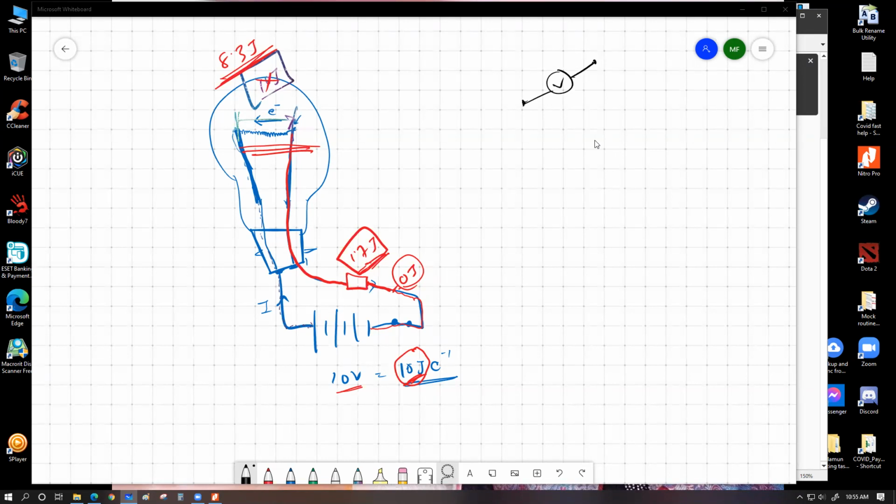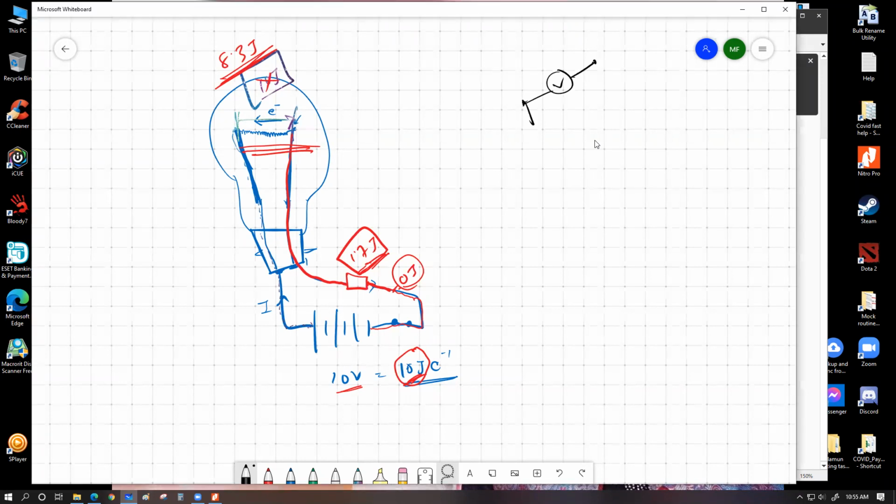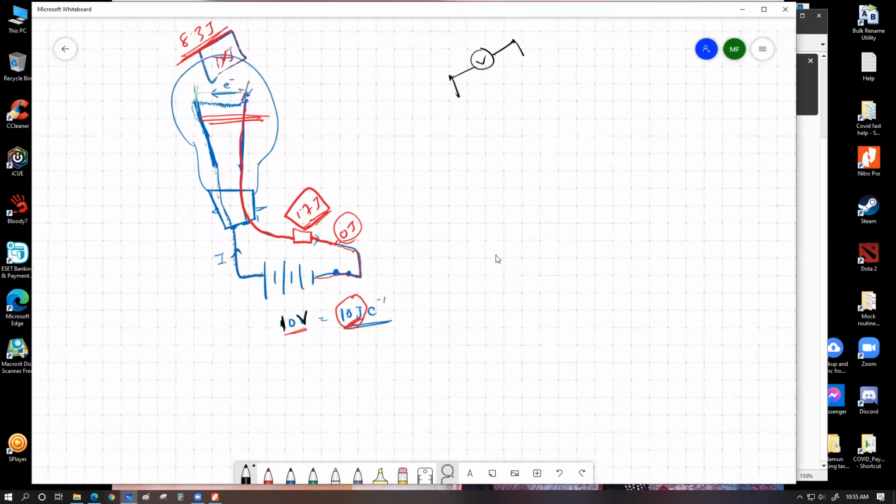What I want you to understand is that the voltmeter is such a device that if we connect the two ends of a voltmeter to two specific points of a circuit, we're going to be able to measure the voltage across these points. Let's say this battery over here is labeled at 10 volt.